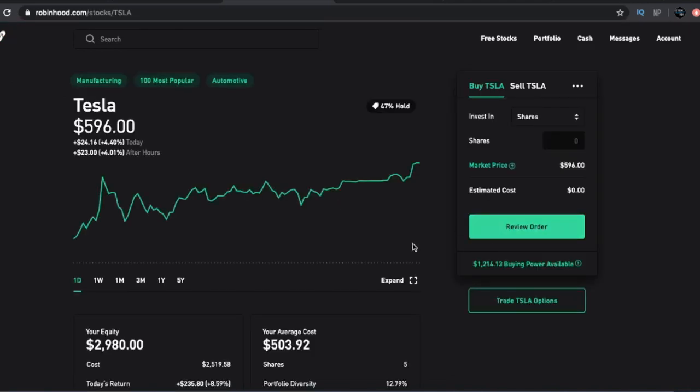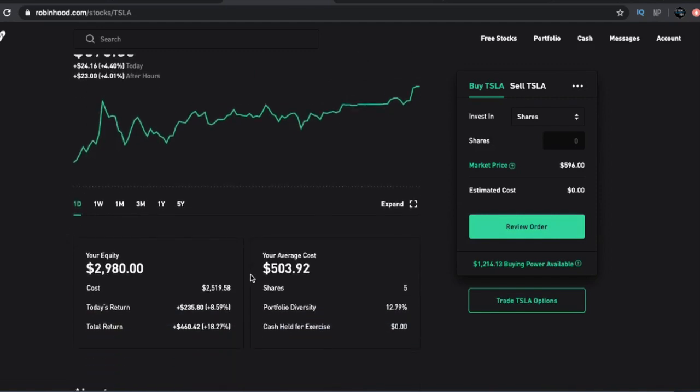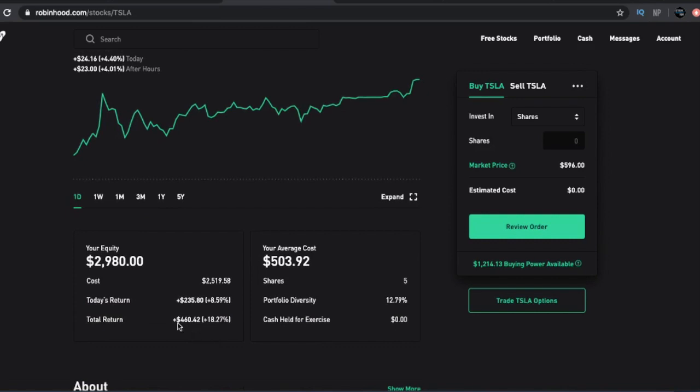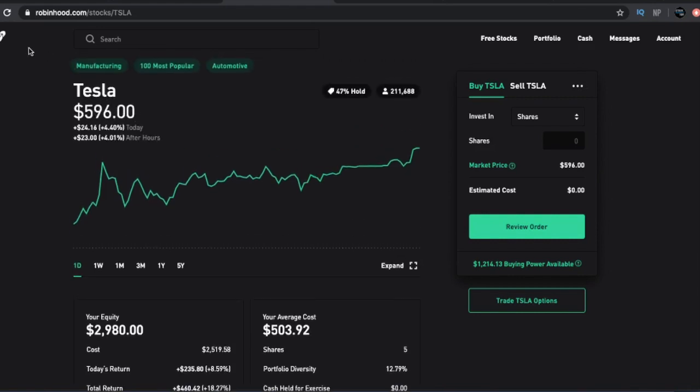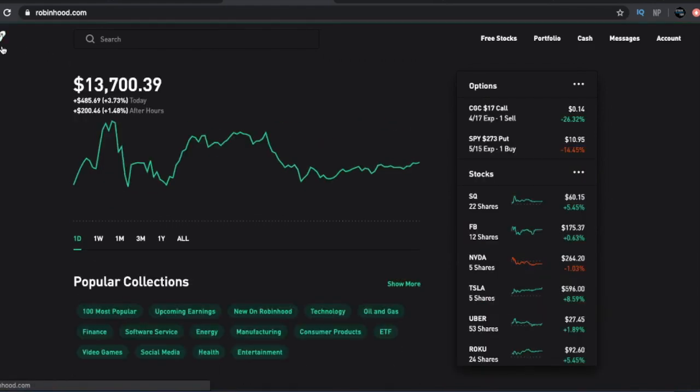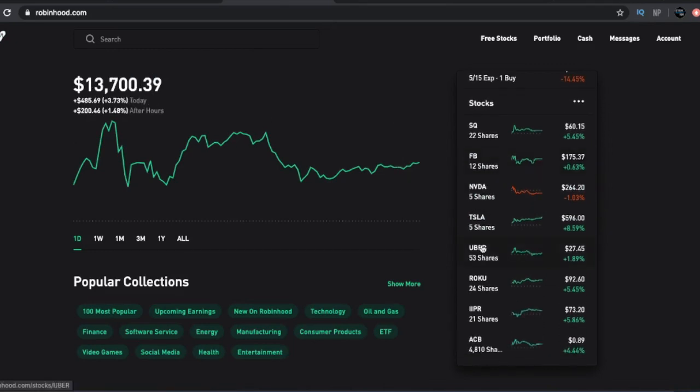Tesla, if Tesla can go anywhere close to $500 again or below $500, I'll start adding some shares into it, maybe $100 at a time, increments of 100. I'm up 18.27%, which is $460.42. My goal is to get at least 10 shares of Tesla, so hopefully the markets do decide to go down, so my put can make me some money, so then I can buy some shares of Tesla.